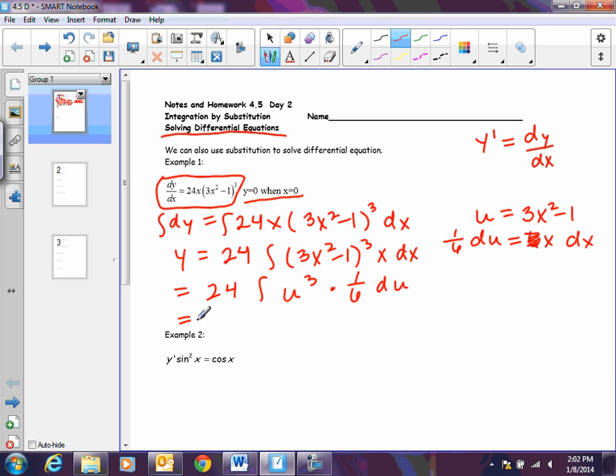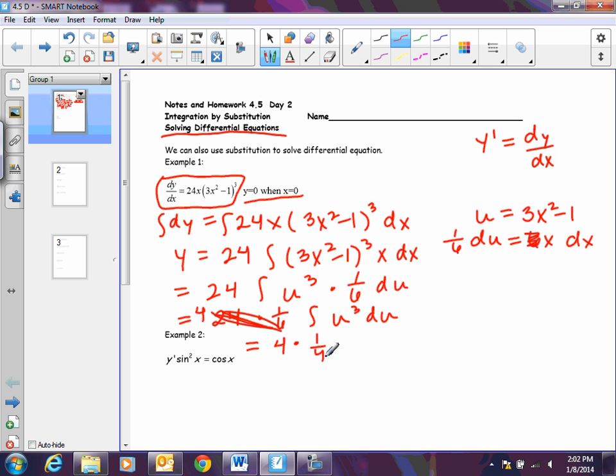All right, from here, still have the 24. Now I'm going to move that 1/6 out in front, which is going to be what? 4. Okay, so you could go ahead and do that, 4. And then I have u cubed du. All right, so this is going to be 4 times, again, just kind of the bookends are the integration symbol and the du.